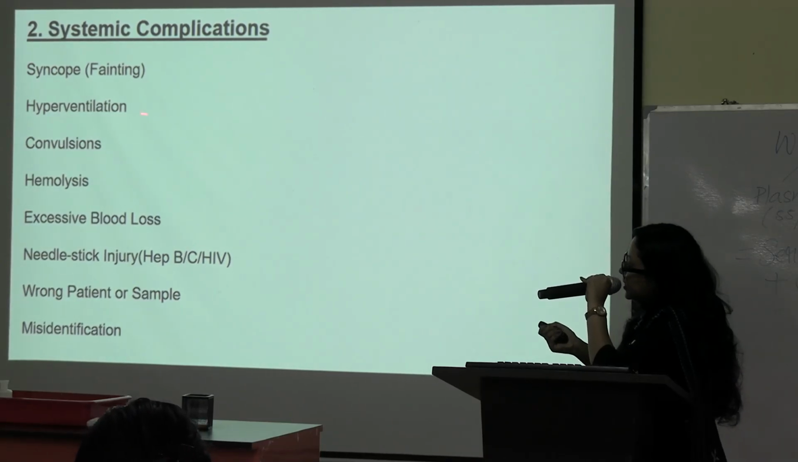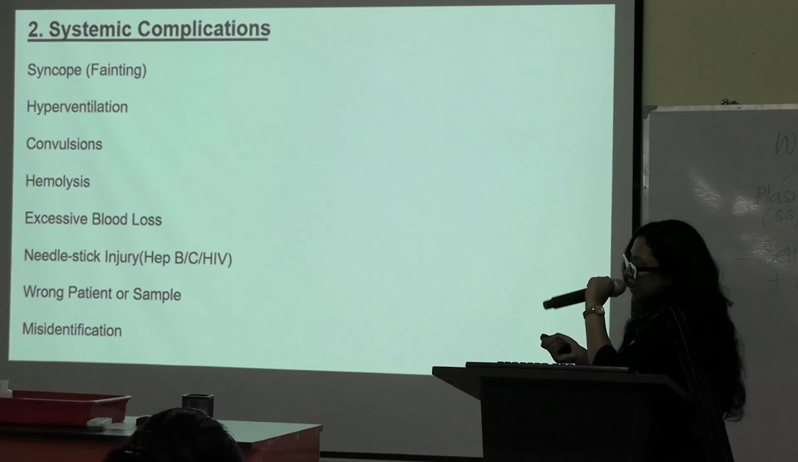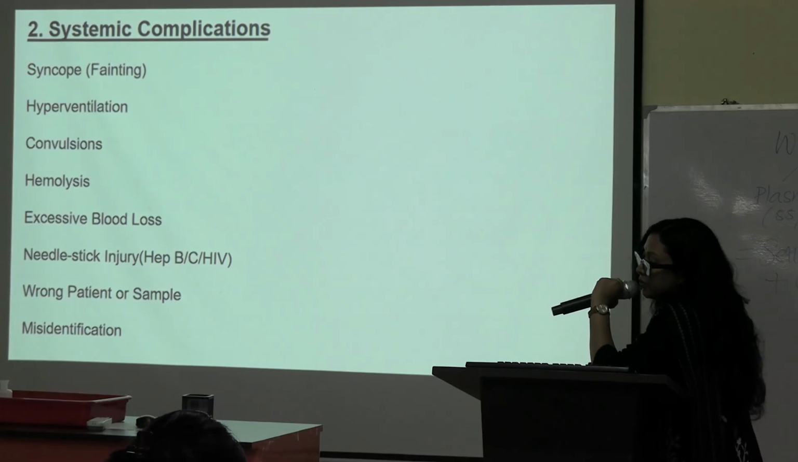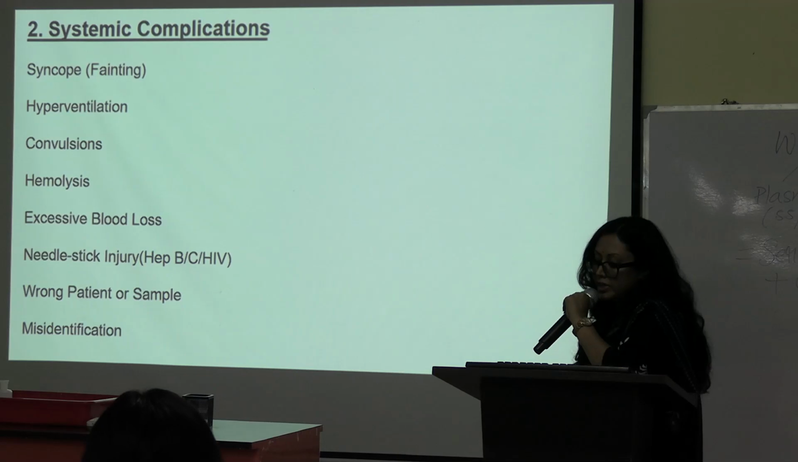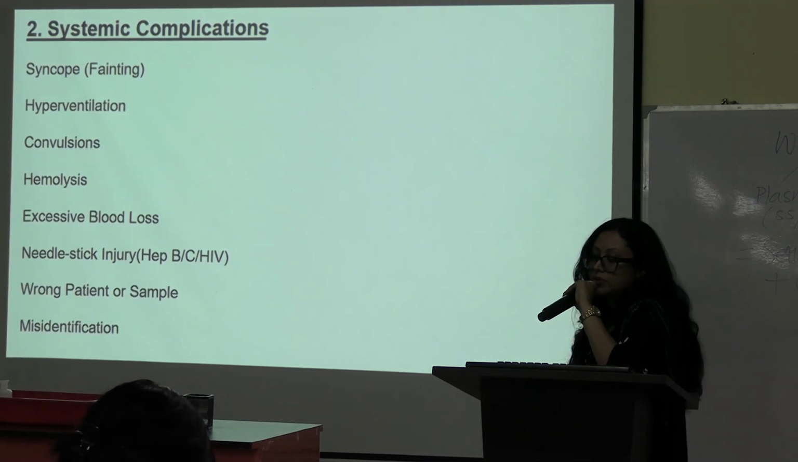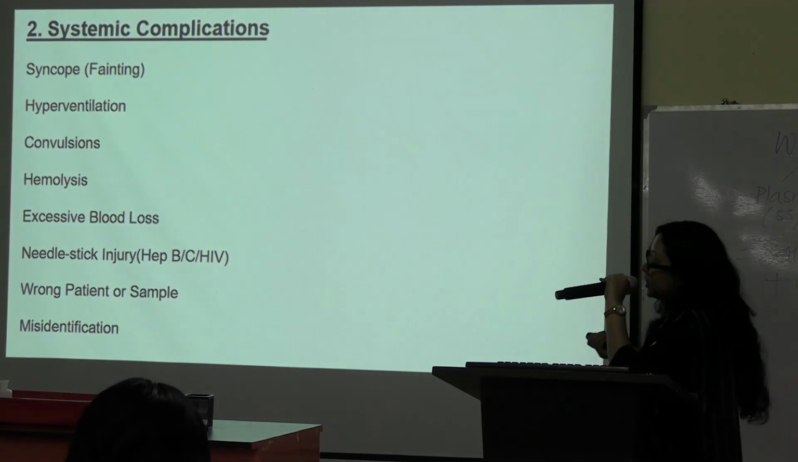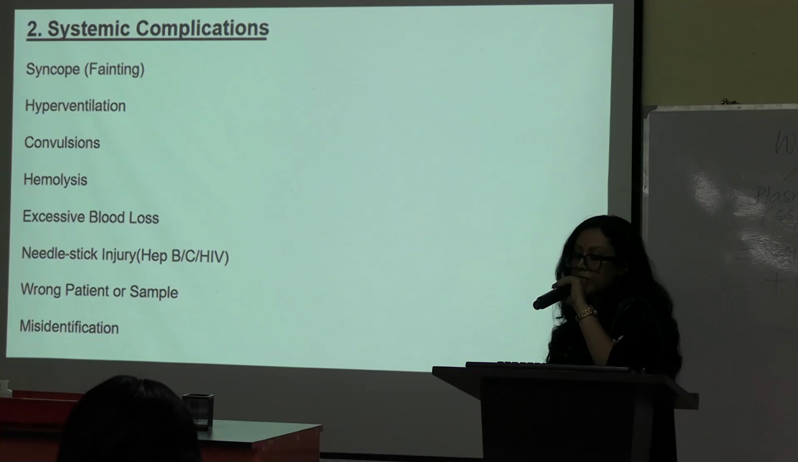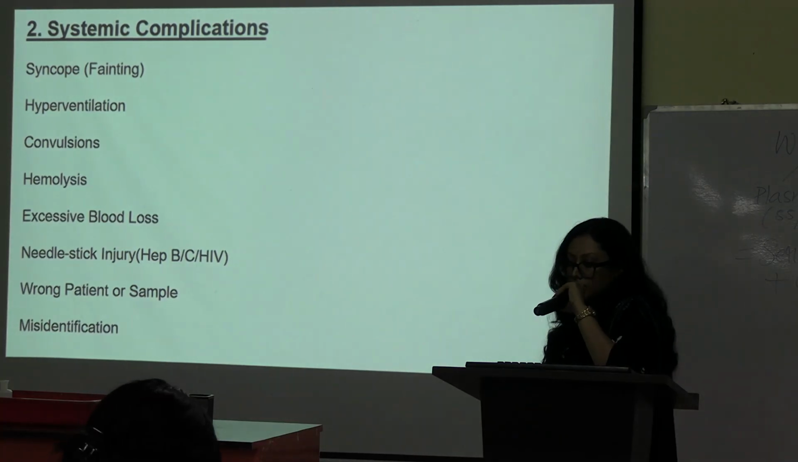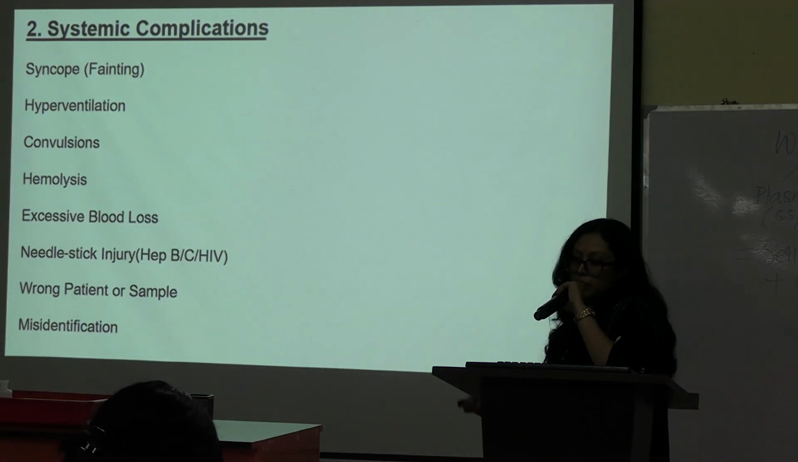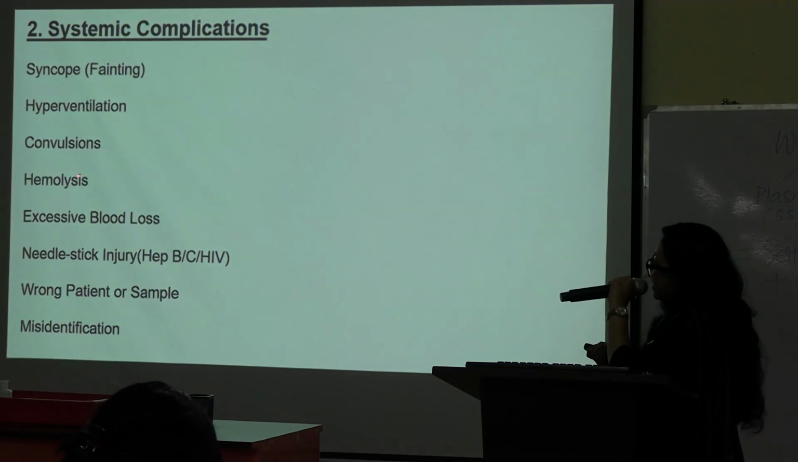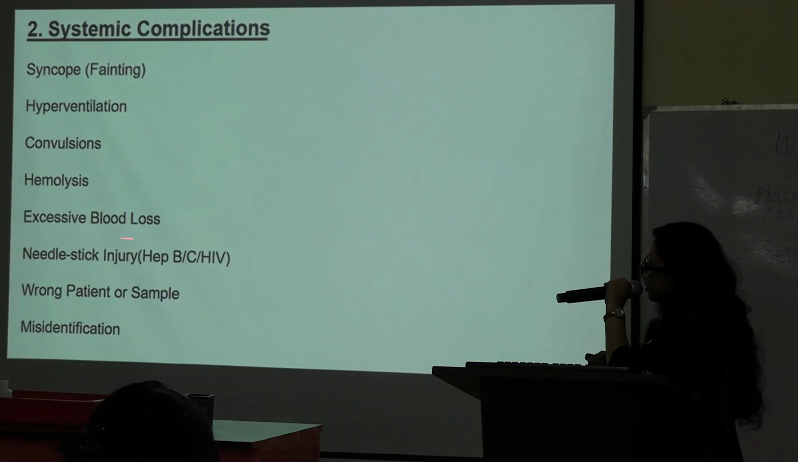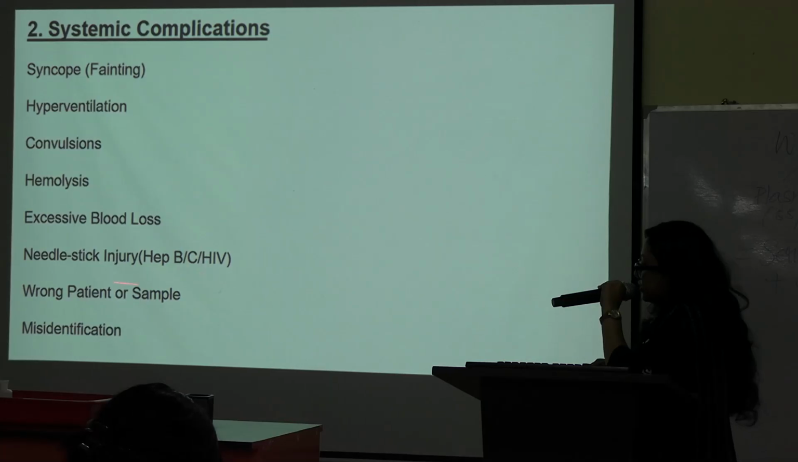Then hyperventilation, which is mainly due to anxiety. Then there is something called convulsion. So what is convulsion? Convulsion is uncontrolled repetitive shaking of the body due to contraction or relaxation of muscles, which may or may not be associated with loss of consciousness. It is mainly due to a CNS problem. Okay, and then there could be hemolysis or excessive blood loss, then needlestick injury.